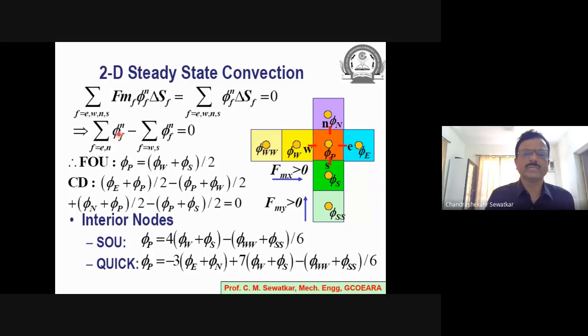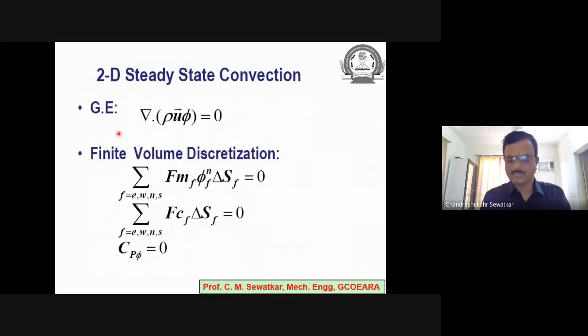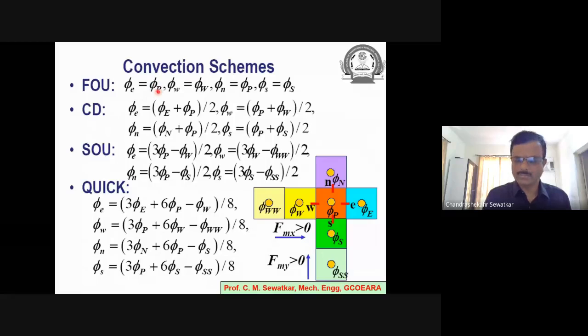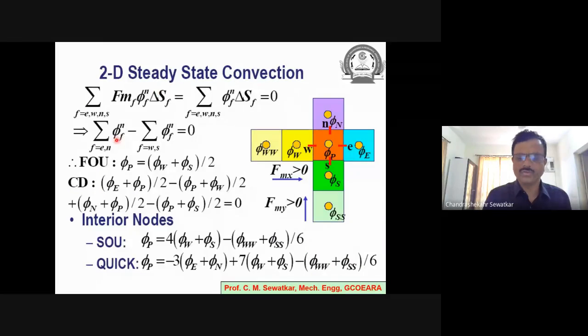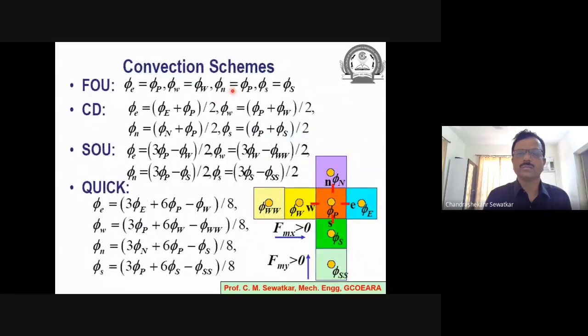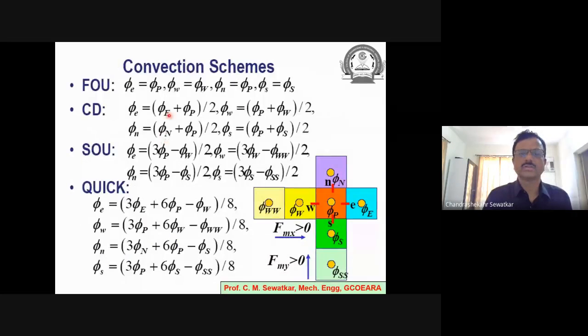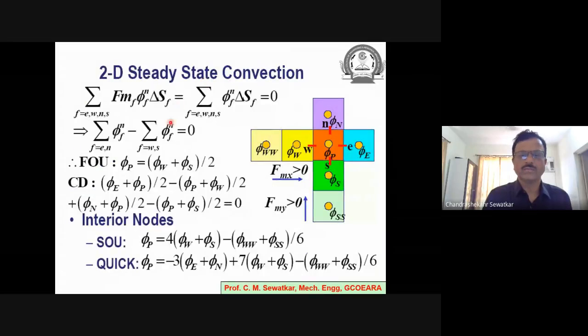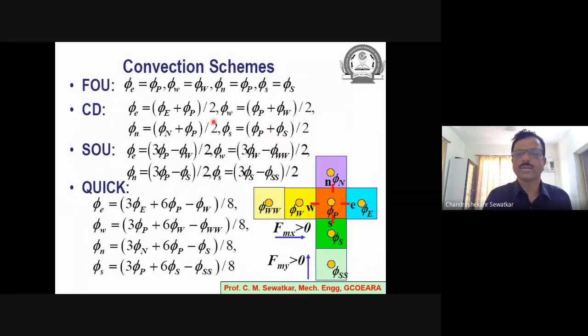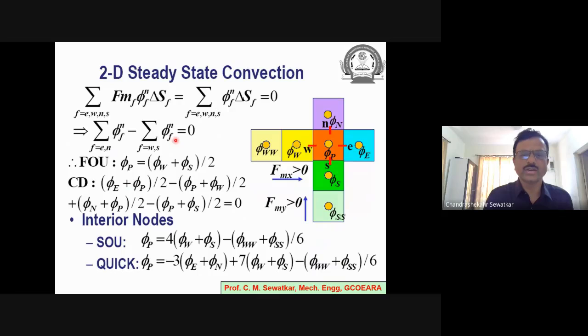for east face it is phi_P, for north face it is again phi_P, for west face it is phi capital W, and for south face it is phi capital S. So if I put those values here, I can find out the expression for phi_P, which I need to determine. So phi_P will be phi_W plus phi_S divided by 2.